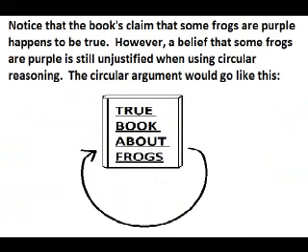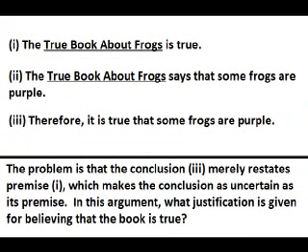Notice that the book's claim that some frogs are purple happens to be true. However, a belief that some frogs are purple is still unjustified when using circular reasoning. The circular argument would go like this. Premise 1. The True Book About Frogs is true. Premise 2. The True Book About Frogs says that some frogs are purple. Conclusion? It is true that some frogs are purple.